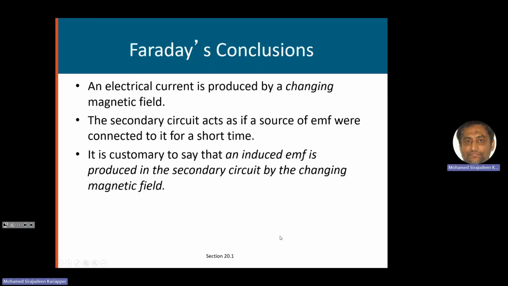Okay, Faraday's conclusion: an electric current is produced by a changing magnetic field. The secondary circuit acts as if a source of EMF is connected to it for a short time, only when there is a change happening. When there is no change, it is not a source of EMF. So it is customary to say an induced EMF is produced in the secondary circuit by changing the magnetic field. Whenever there is a change in the magnetic field, we are going to get an induced EMF.